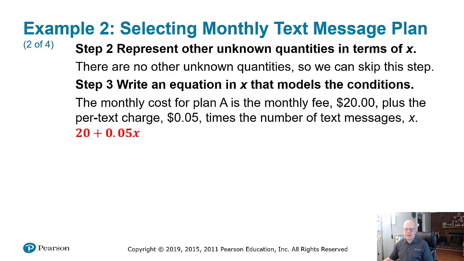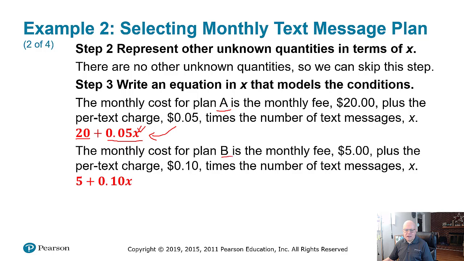Write the equation and X models the conditions. For Plan A, here's the expression that tells you what the charge is if you've got Plan A. The $20 and the 5 cents times the number of text messages. Plan B, $5 and 10 cents times each text message. Now what we're working with is, when are these 2 the same price? For how many text messages?